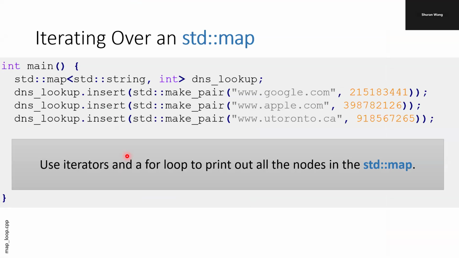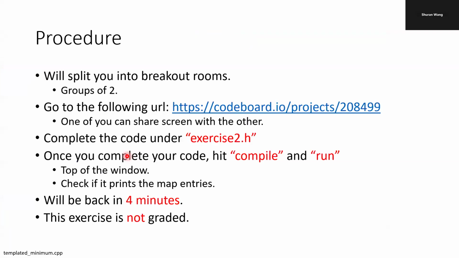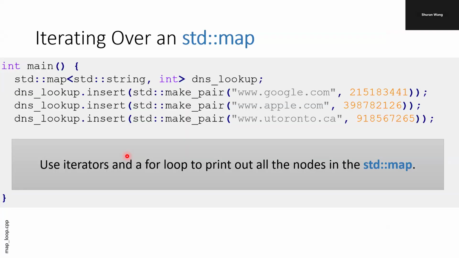Now, if we want to iterate over a map using a for loop, let's go back to the exercise URL and complete exercise 2. And we'll be back in 4 minutes.